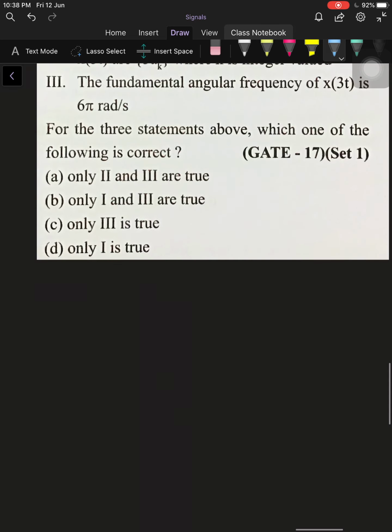So how do we begin with this solution? Given that x of t is periodic, so again the signal is periodic, and we can represent x of t in terms of its Fourier series coefficients. But here the Fourier series coefficient is also mentioned, so x of t will be the sum over k.